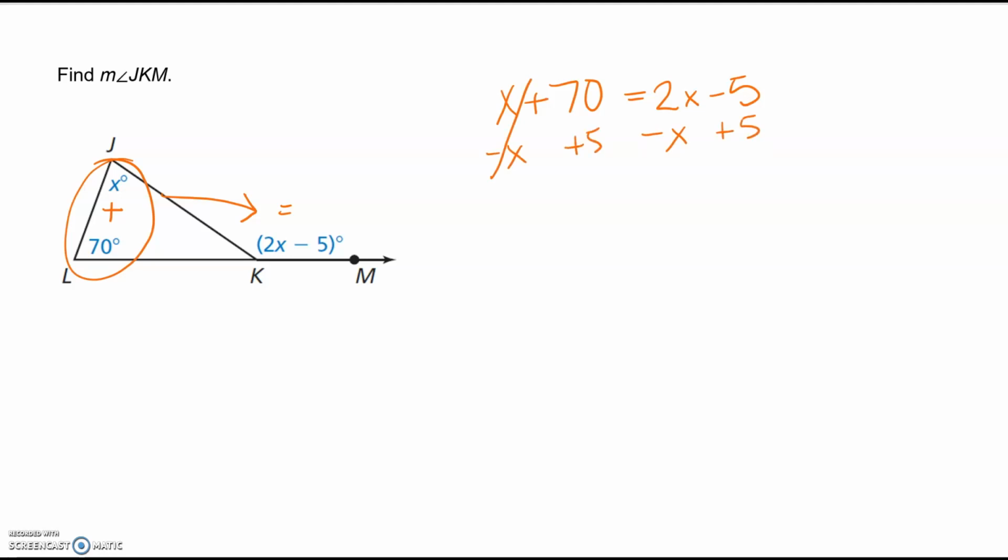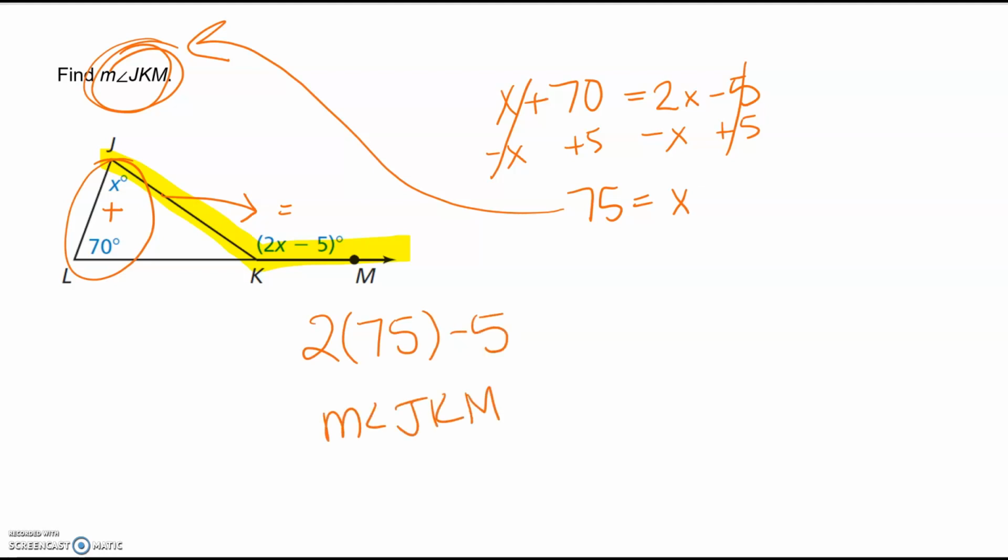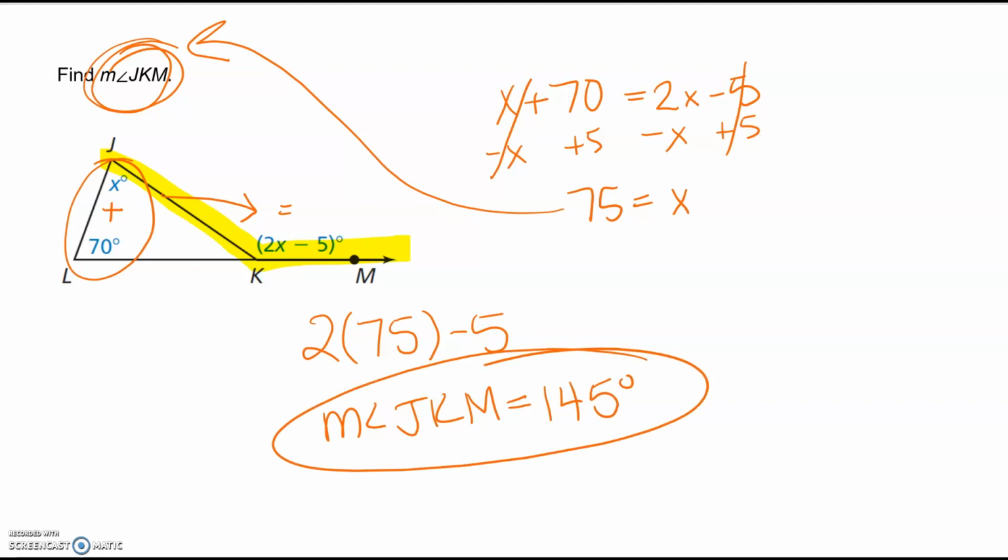Then I'm just going to solve it like a normal algebra problem. I'm going to subtract x from both sides. I'm going to add 5 to both sides. So I get that 75, ooh, that looks funky. 75 is equal to x. The only thing I have to do is make sure that I'm reading the question carefully, because this question actually tells me that what I really need to find is the angle JKM. So I'm plugging it back in. I have 2 times 75 minus 5. So the measure of angle JKM is 145 degrees.